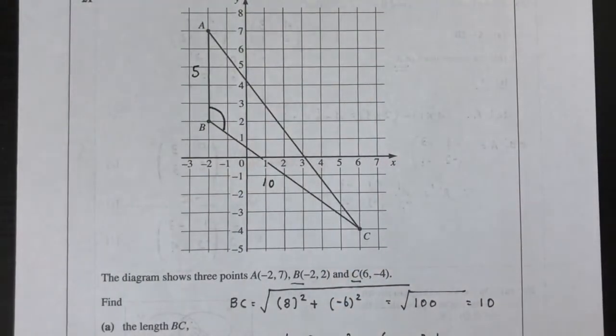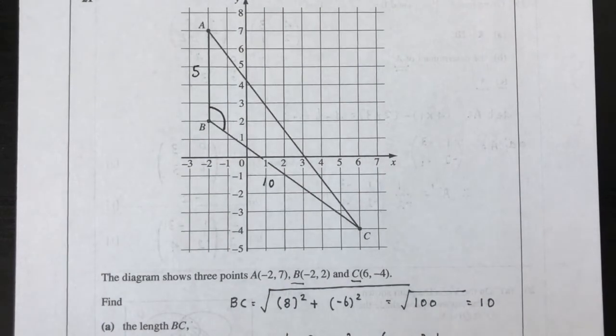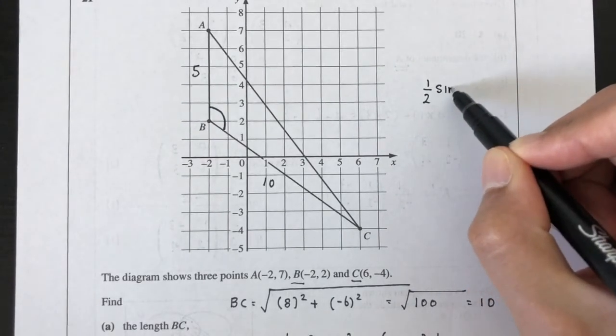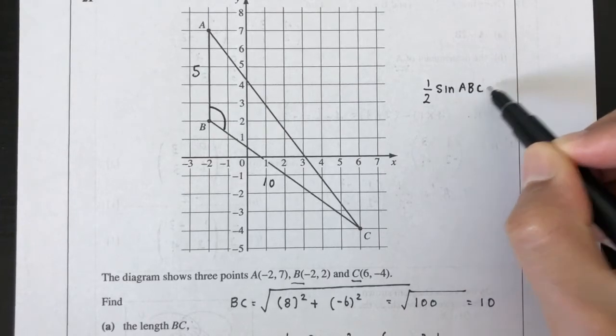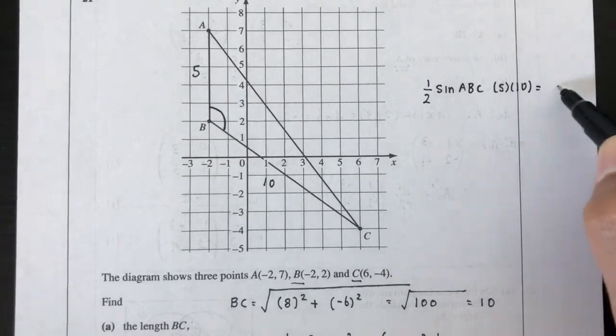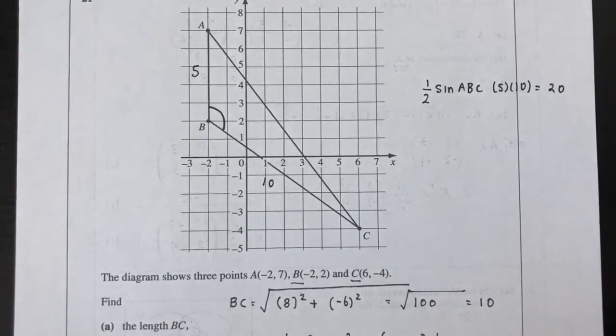Now you know the area of the triangle already. It is equal to 20. So how do you usually find the area of a triangle? Using your formula, which is half times sine of the angle, which is ABC, times the two sides, 5 and 10. It is giving you 20. So you have to simplify.